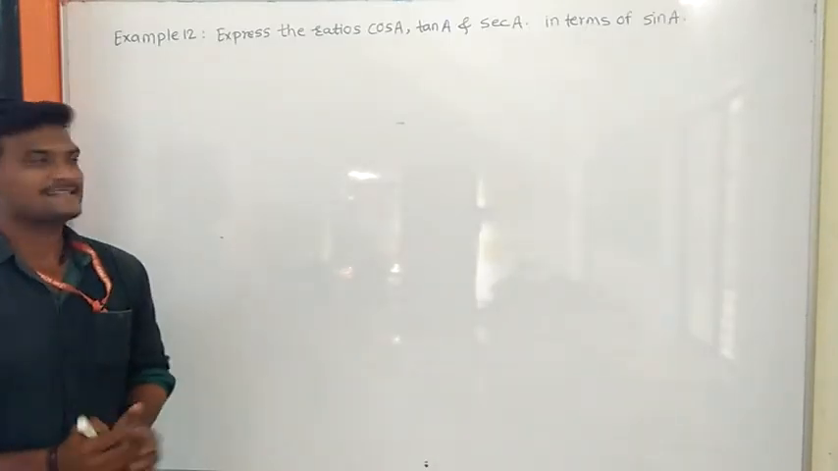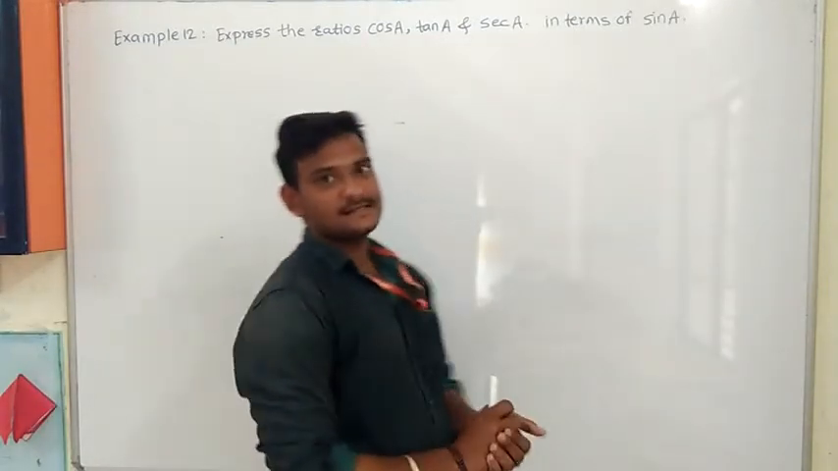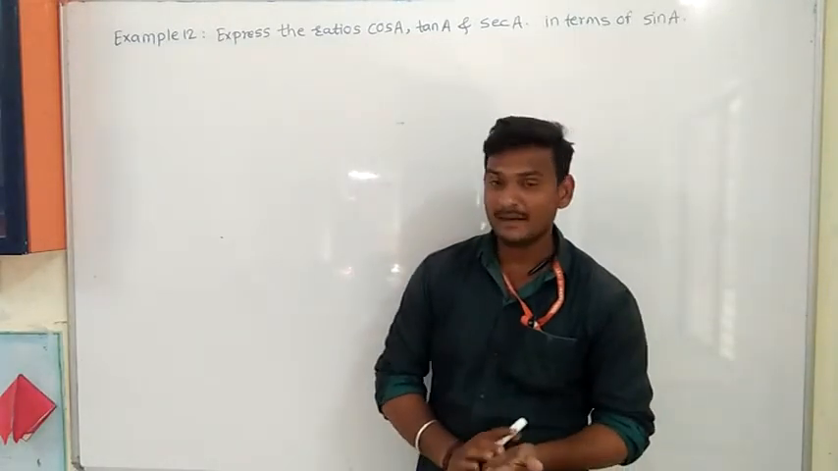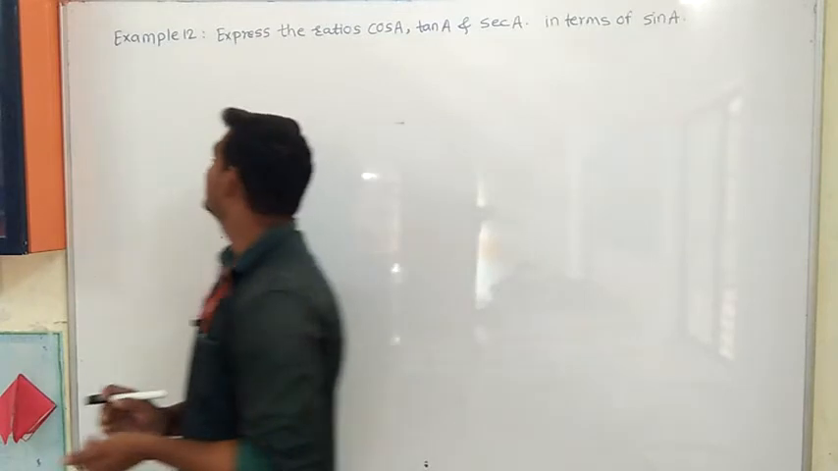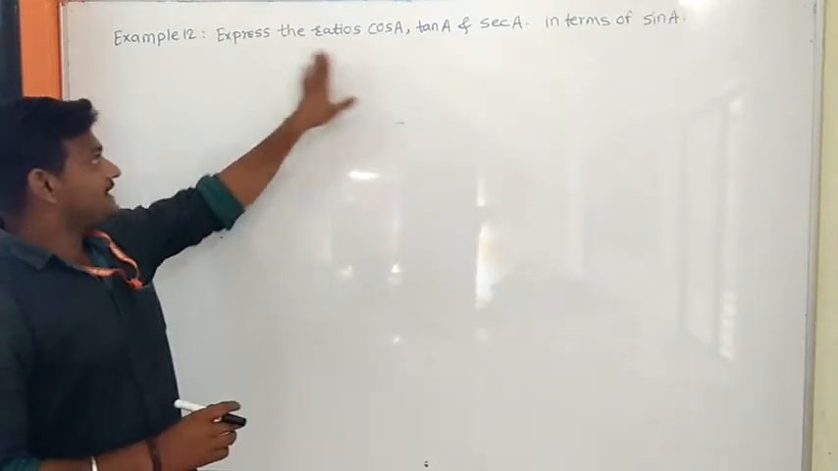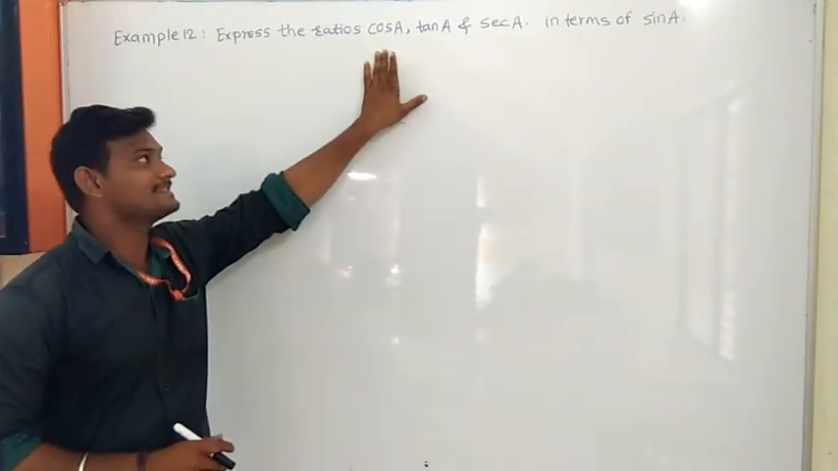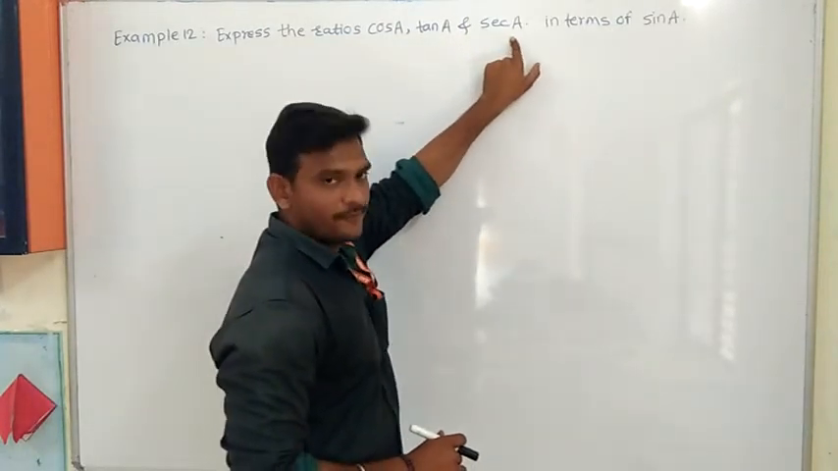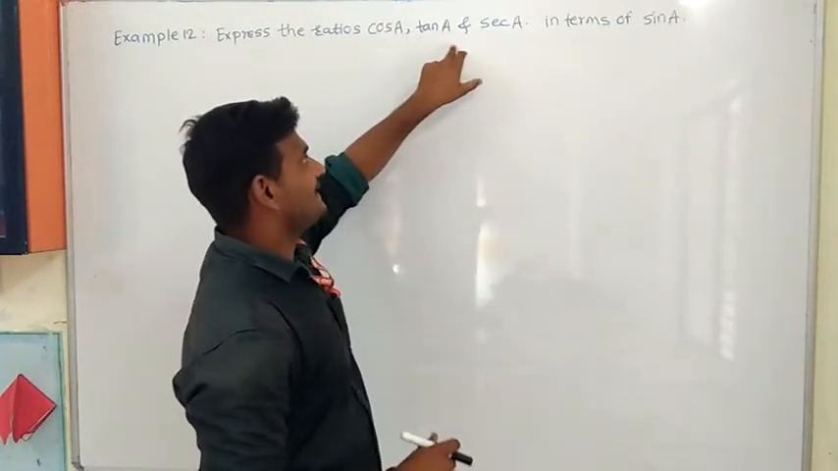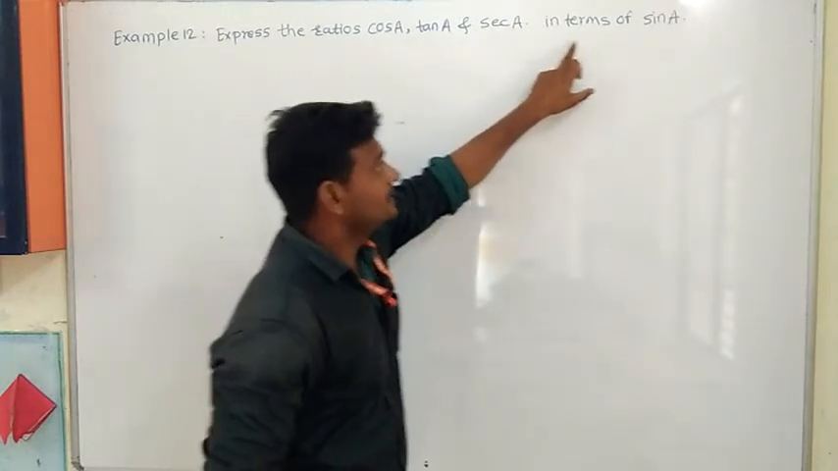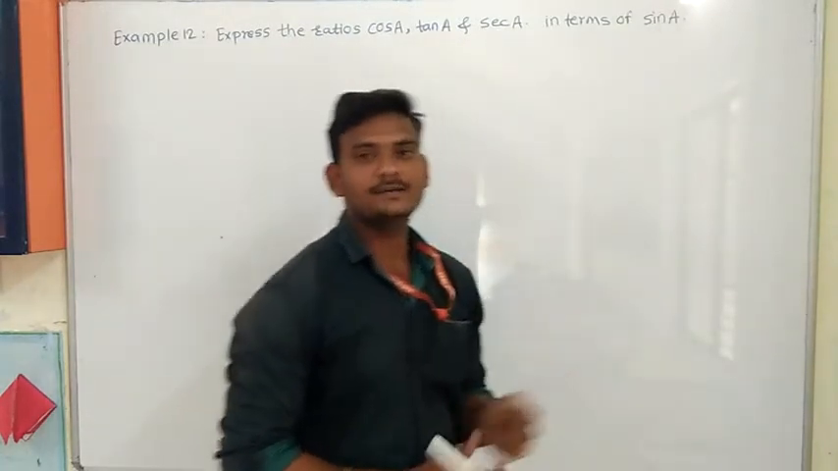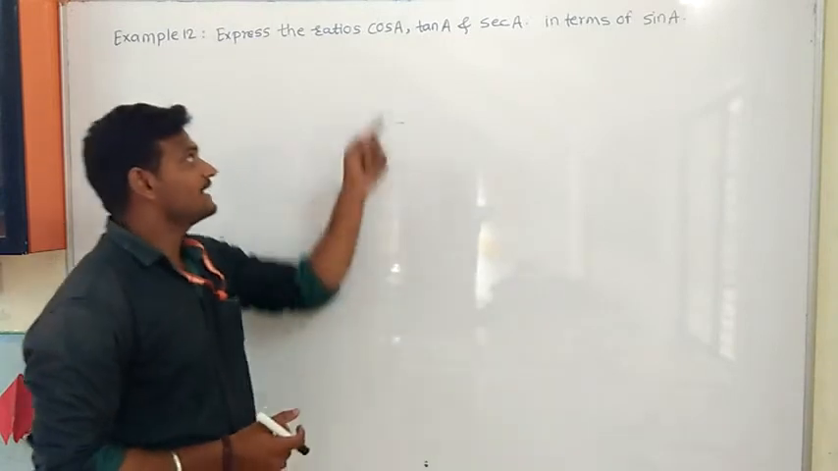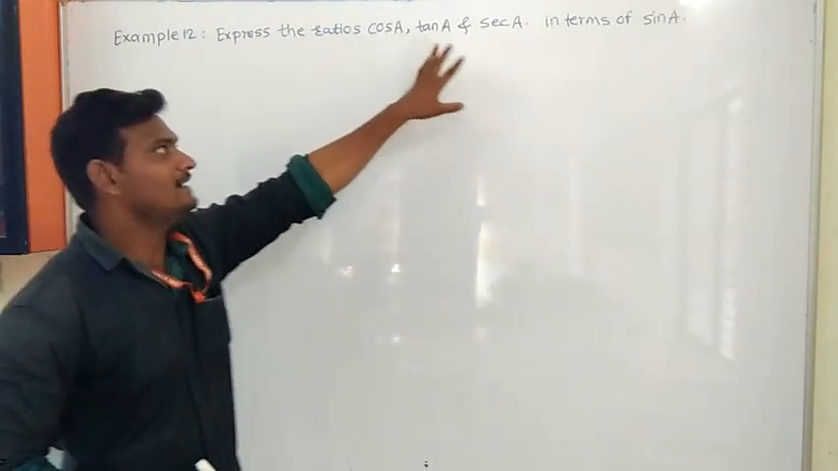Now we will see an example based on the trigonometric identities. See here, example number 12. Express the ratios cos A, tan A and sec A in terms of sin A.